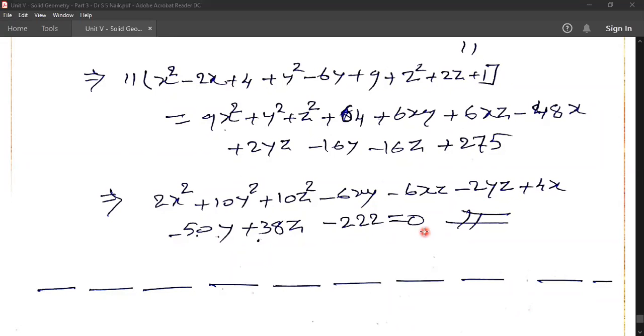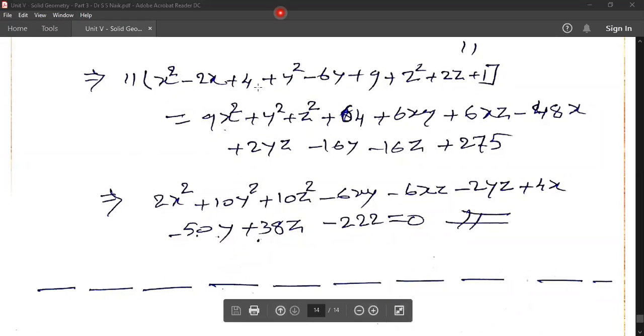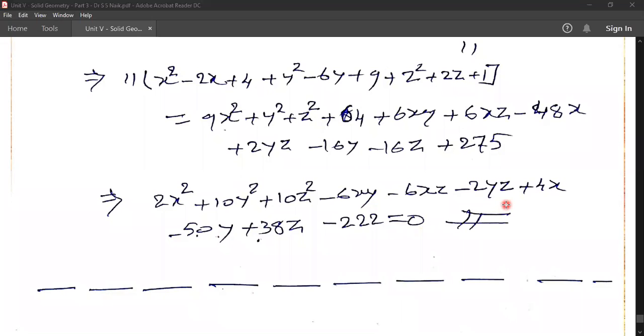So this becomes the end of unit number 5. In the next week, I'll go for introducing unit number 6, which contains the double and triple integrals, or multiple integrals, and their applications. Up till then, thank you.